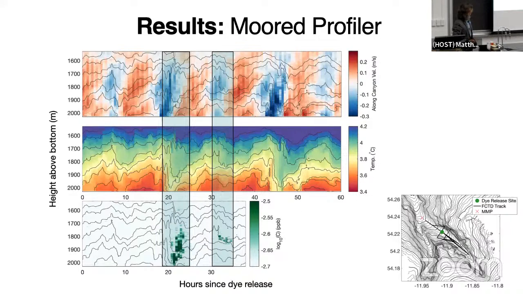And then we're plotting since the release of the dye cloud. And so for a whole day, we saw nothing in terms of dye. This is the up canyon, down canyon velocity. So you can see the internal tide is just sloshing up and down the canyon, moving the isotherms up and down quite vigorously. And then twice, we actually saw the dye get sort of blown past this moored profiler, which is a real clear demonstration of this exchange of fluid with the boundary and the interior.